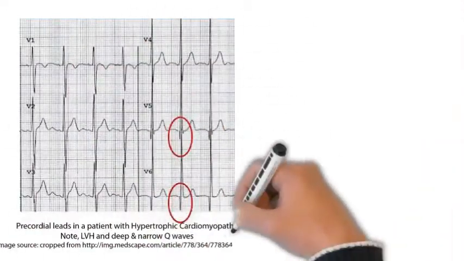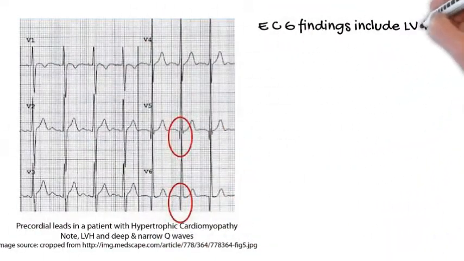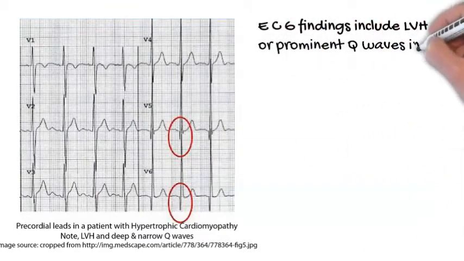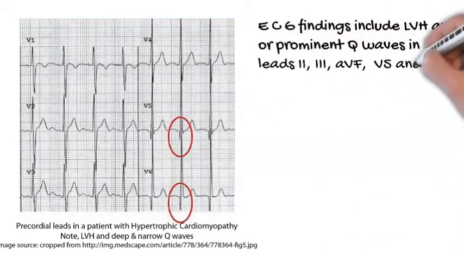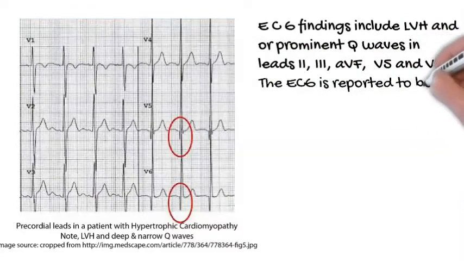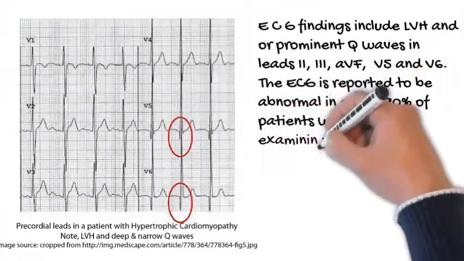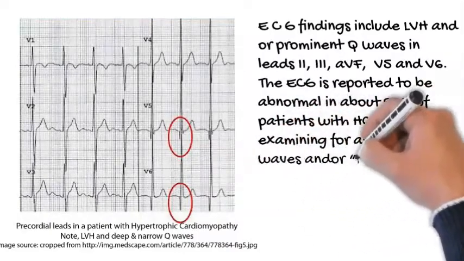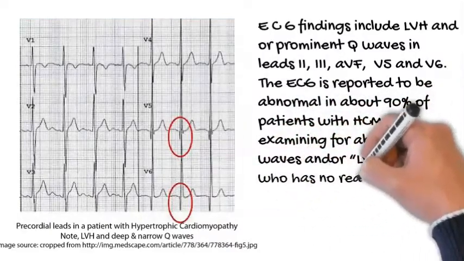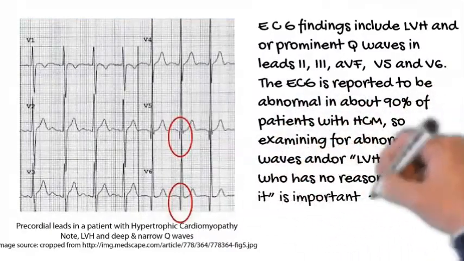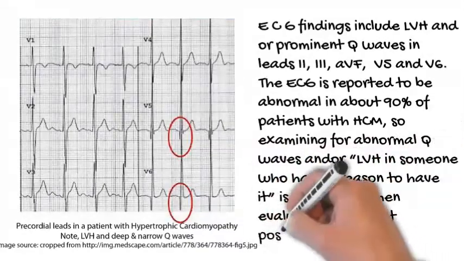ECG findings include LVH and/or prominent Q waves in leads 2, 3, aVF, V5 and V6. The ECG is reported to be abnormal in about 90% of patients with HCM, so examining for abnormal Q waves and/or LVH in someone who has no reason to have it is important when evaluating a patient post-syncope.